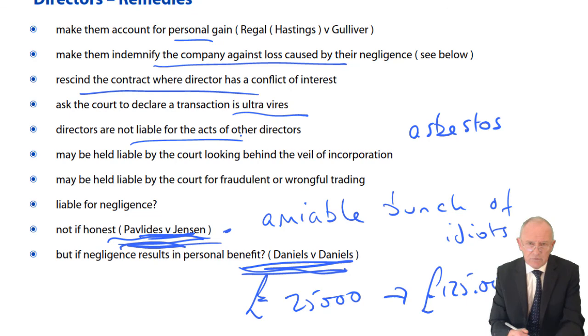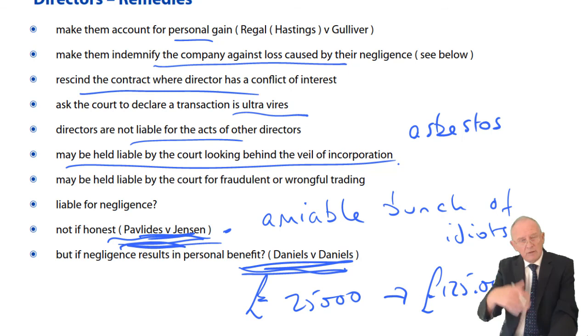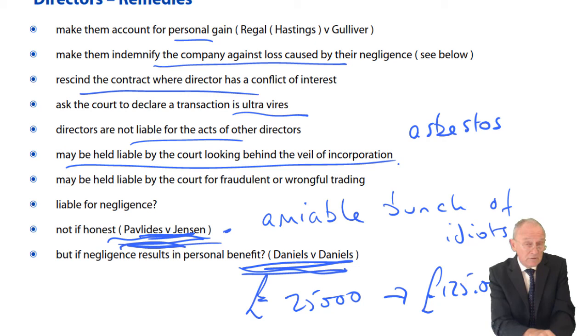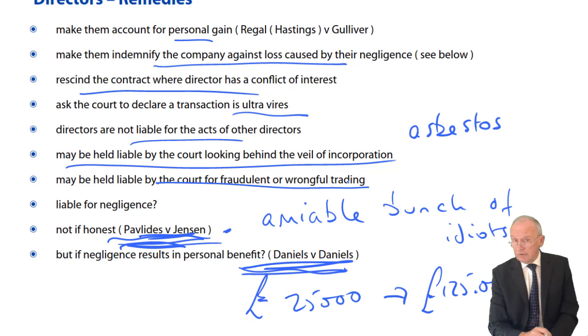Directors may be held liable by the court looking behind the veil of incorporation. They did do that in the case Guildford Motor Company and Horn, where Mr. Horn was a shadow director. They may be held liable by the court for fraud and wrongful trading, which we'll come to when we look at illegal acts later on during the F4 syllabus. Are they liable for negligence? I've covered it.